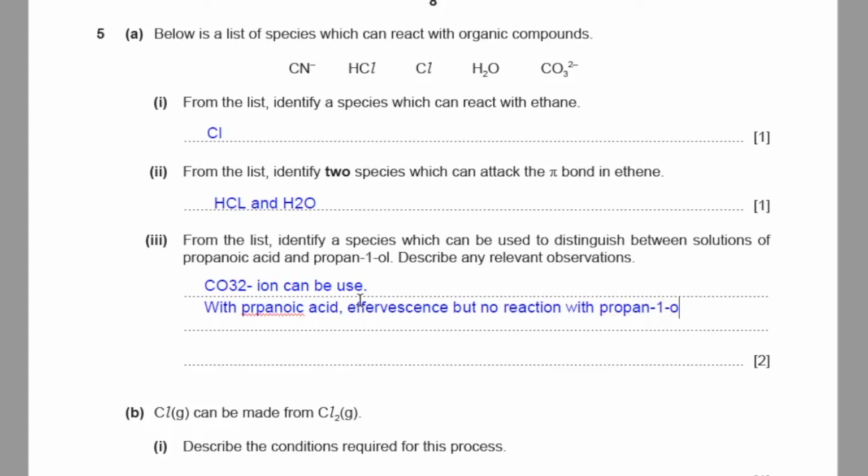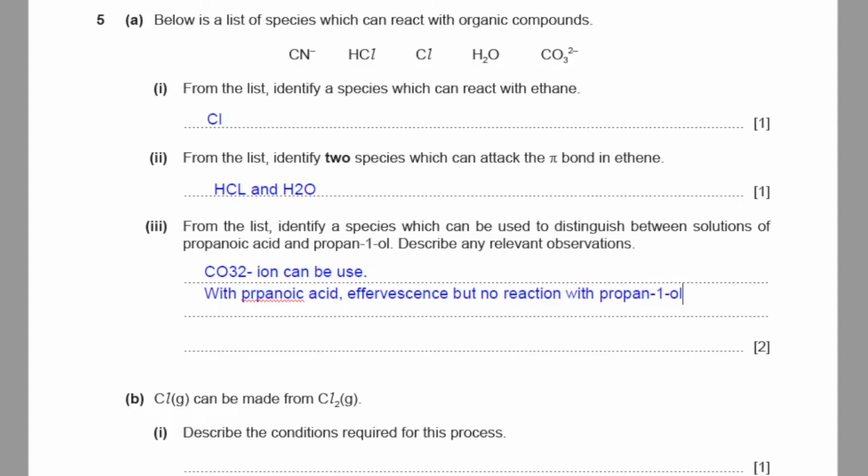Propane 1-ol. Chlorine radical gas can be made from chlorine gas. Part 1, describe the conditions required for this process.